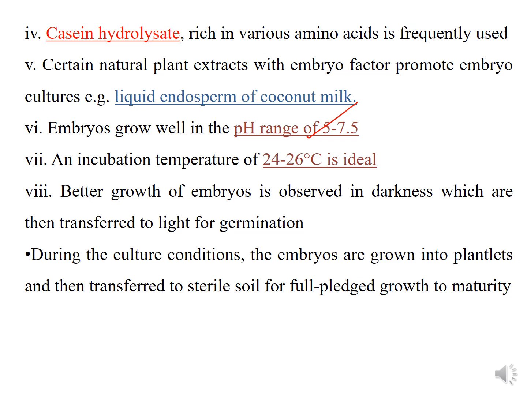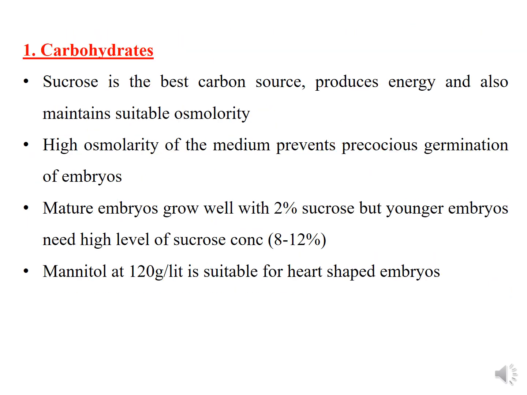For better growth, embryos are first kept in darkness, and later after germination we transfer them to light. During the culture conditions embryos grow into a plantlet. After growing into a plantlet, we transfer them to sterile soil. First, we have to give seedling hardening.